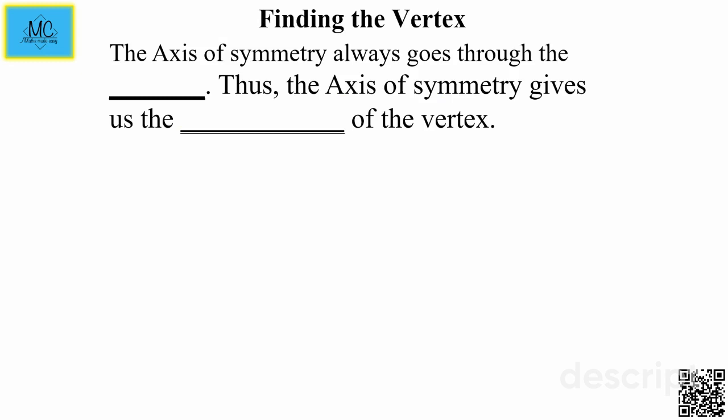Now let's understand what the vertex is. So here's a fill in the blanks for you. The axis of symmetry always goes through the vertex. Thus, the axis of symmetry gives us the x coordinate of the vertex. So you have to remember that.